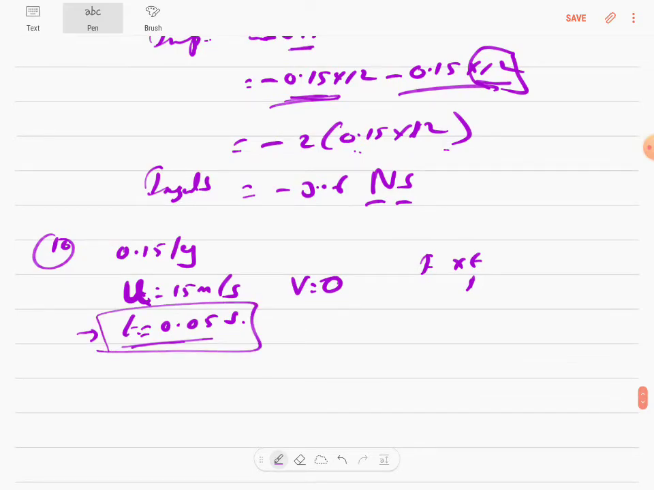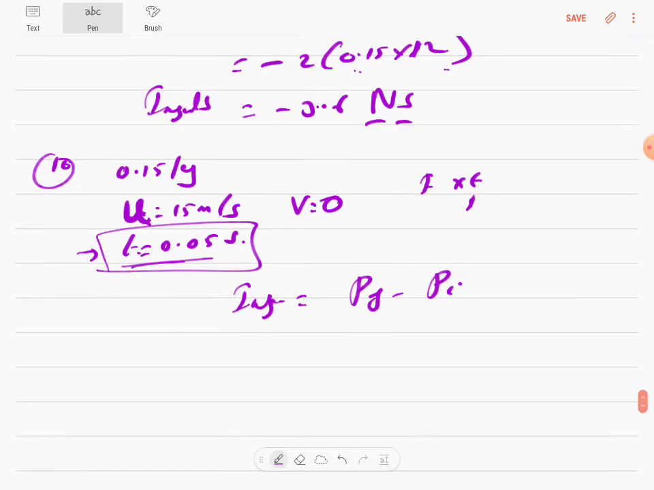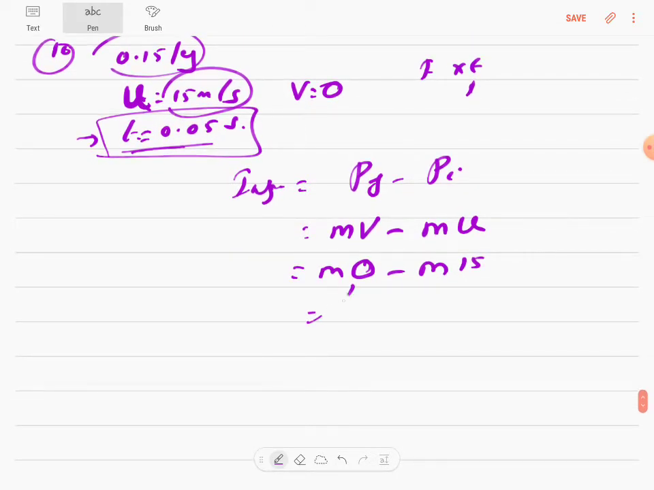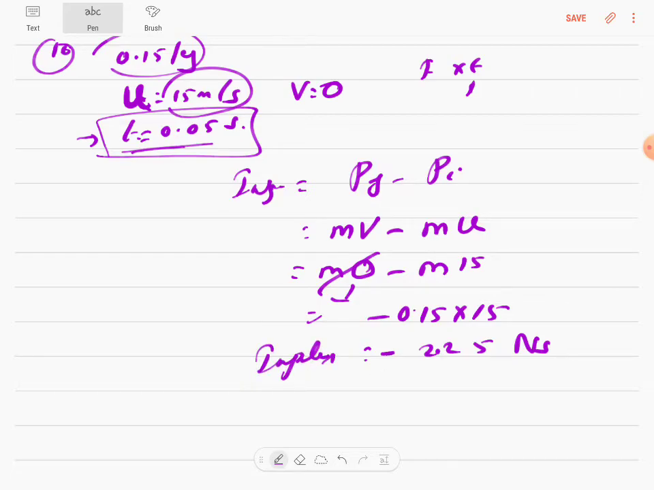Do you think I have to use the impulse formula? The impulse is rather P final minus P initial. I know mass into final velocity minus mass into initial velocity. Final velocity is 0, so this becomes 0 minus mass into initial velocity, which is minus 0.15 into 15. 15 times 15 is 225, so with the decimal placed, minus 2.25 should be my impulse in Newton second. So I got the answer, but now I am thinking, I didn't use the time at all.